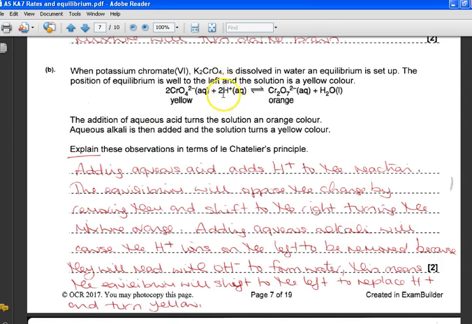Obviously, if you're adding acid, you're adding H+. So the equilibrium will shift to remove that H+ that you're adding, and it's going to shift to the right, which means it will turn orange, which is here.